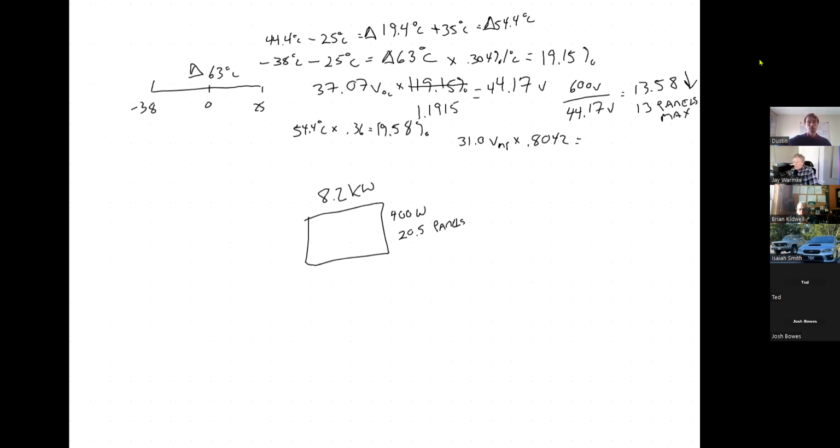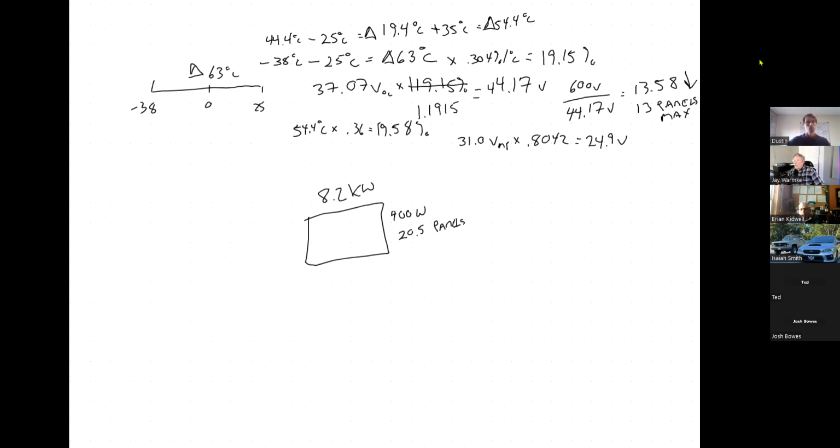I was thinking somebody had a calculator. 249. How much? 249.3. Probably 24.9. I'm sorry, 24.9. Yeah, 31 times 0.8042 is 24.9. So on the hottest day, it's only going to produce 24.9 volts.